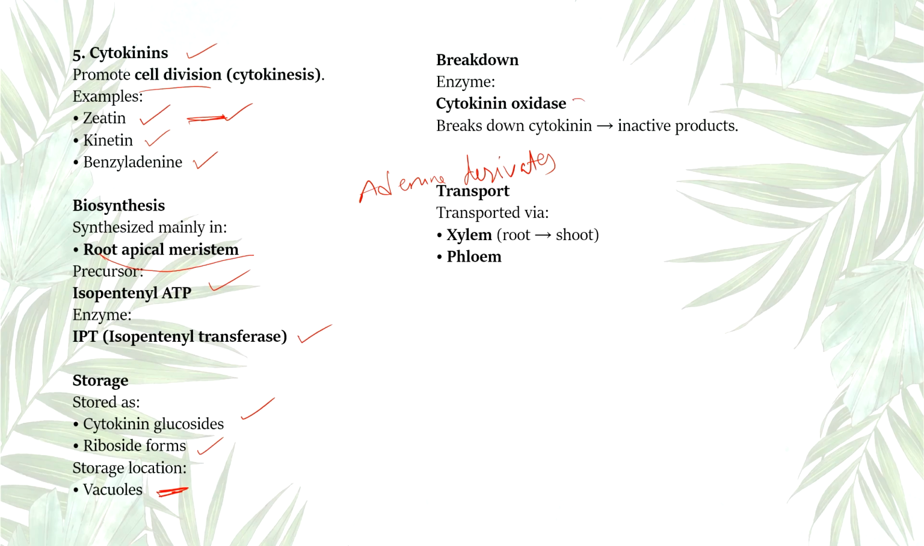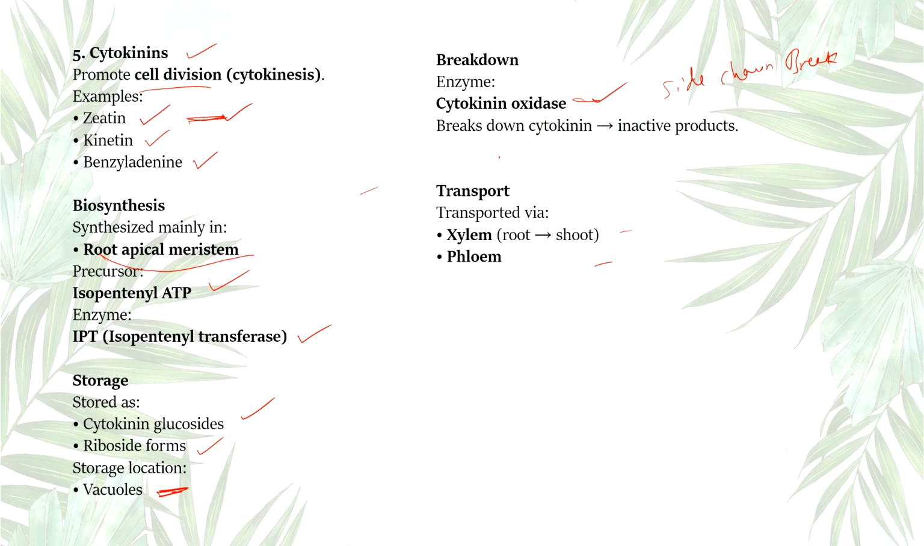Cytokinins are degraded by cytokinin oxidase. So it cleaves the side chains of the molecule and makes it inactive. Cytokinin transport happens in xylem and phloem. It is happening from root to shoot. Why? It is synthesized at the root. So it has to move from root to shoot, right?